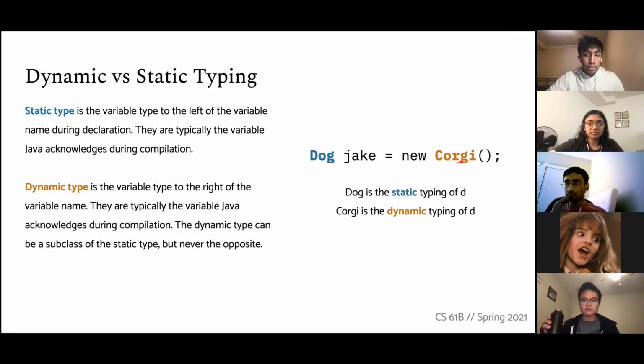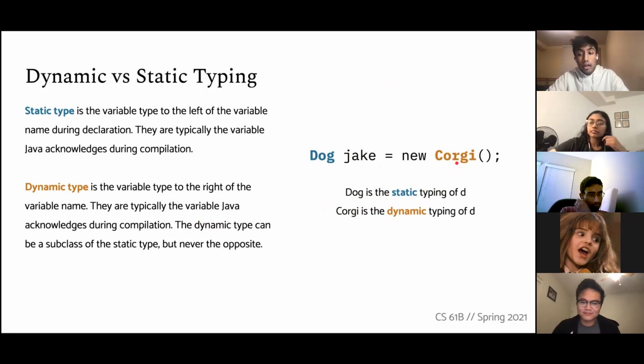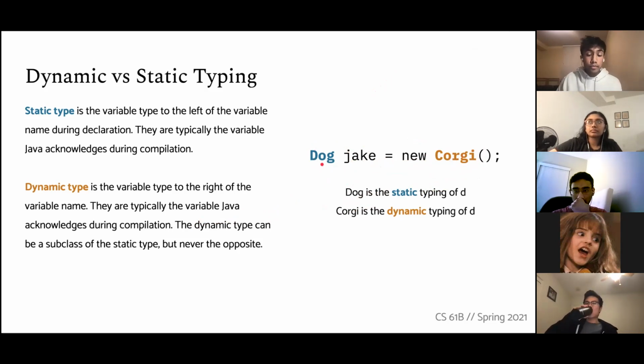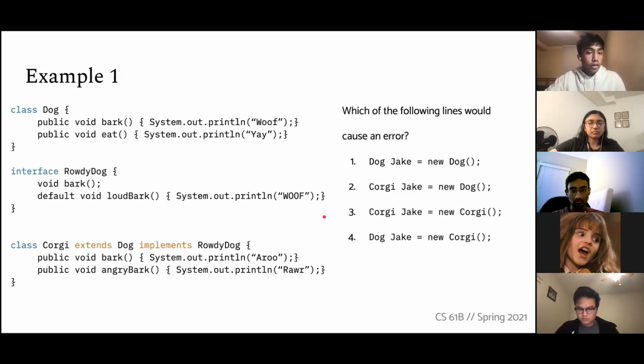The next thing is dynamic typing, and this is what we see here: Corgi. This is specifically what Java will use during runtime. This dynamic typing can only be a subclass or the same class as the static typing. So this could be Dog, or a subclass of Dog, but it can't be any parent class of Dog. This is what we're using in runtime, and the static type is what we're using during compile time, just to clarify that.